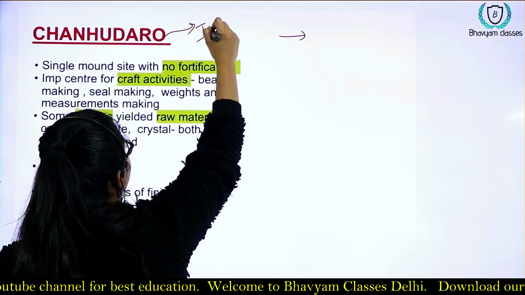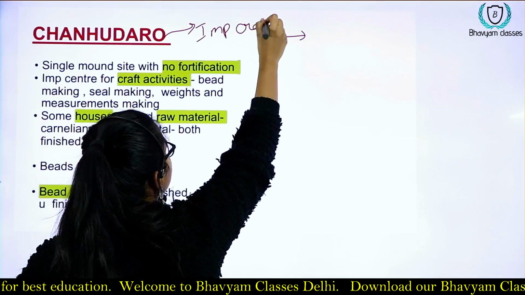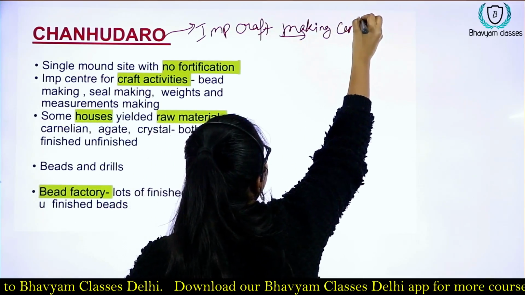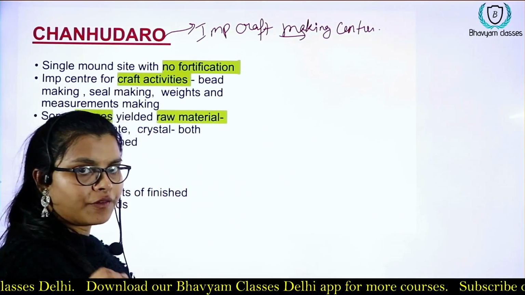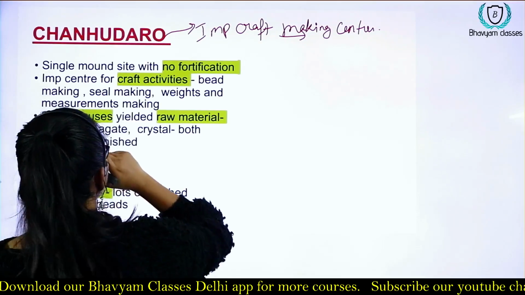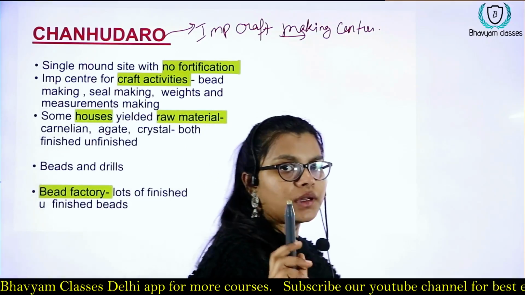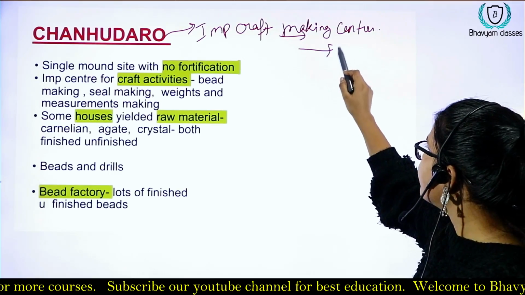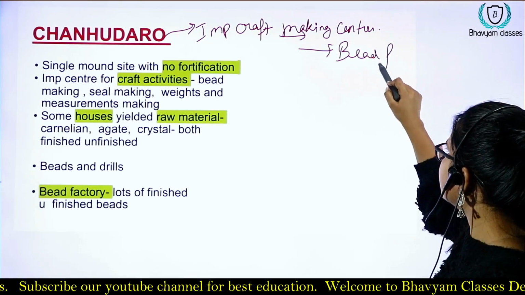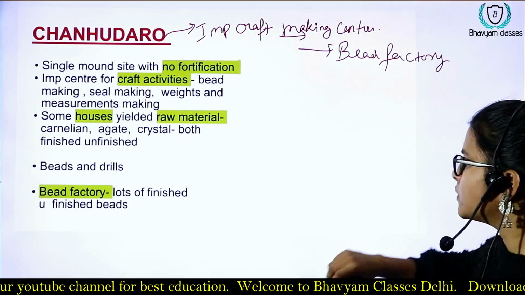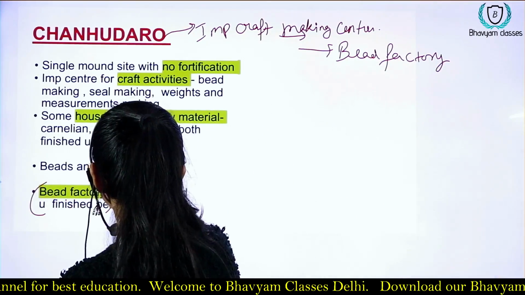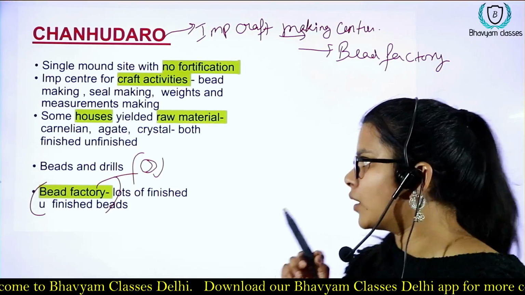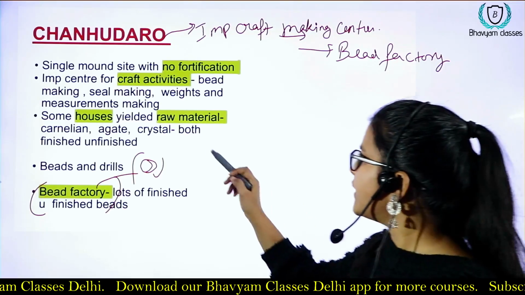Chanhudaro, an important craft making center. Fine, important craft making center. As I told you, it was the important craft making center, and then we find a bead factory. See, bead factory, very very important. From where do we get the evidence of the bead factory? We get the evidence from Chanhudaro. Fine. So the houses yielded a lot of raw material.